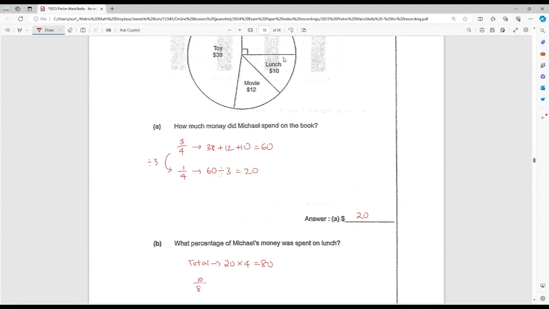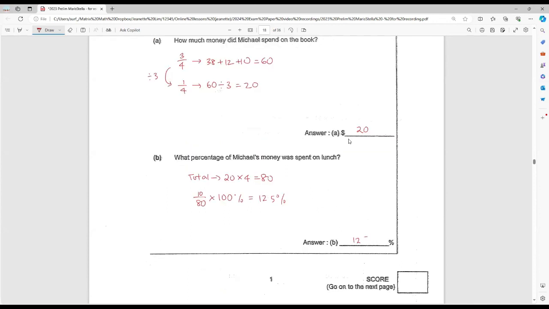So 10 over 80. We want percentage, so times 100%. This will give us 12.5%. So the answer is 12.5%.